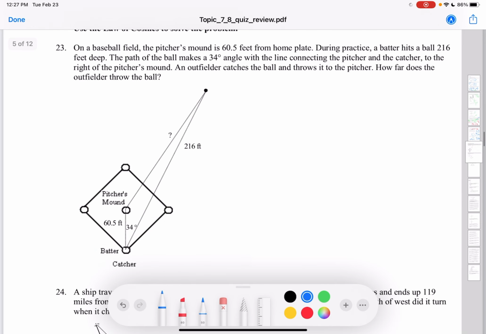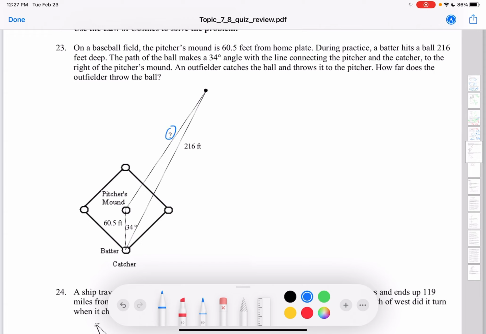Number 23. On the baseball field, the pitcher's mound is 60.5 feet from home plate. During practice, a batter hits a ball 216 feet to deep right field. The path of the ball takes a 34-degree angle with the line connecting home plate to the pitcher's mound. An outfielder catches the ball and throws the ball to the pitcher. How far does he throw the ball? So we have to find that.